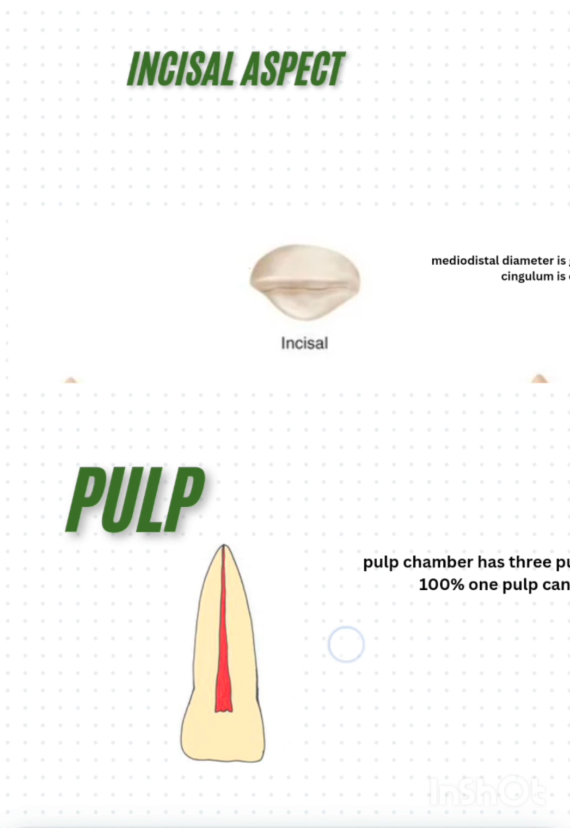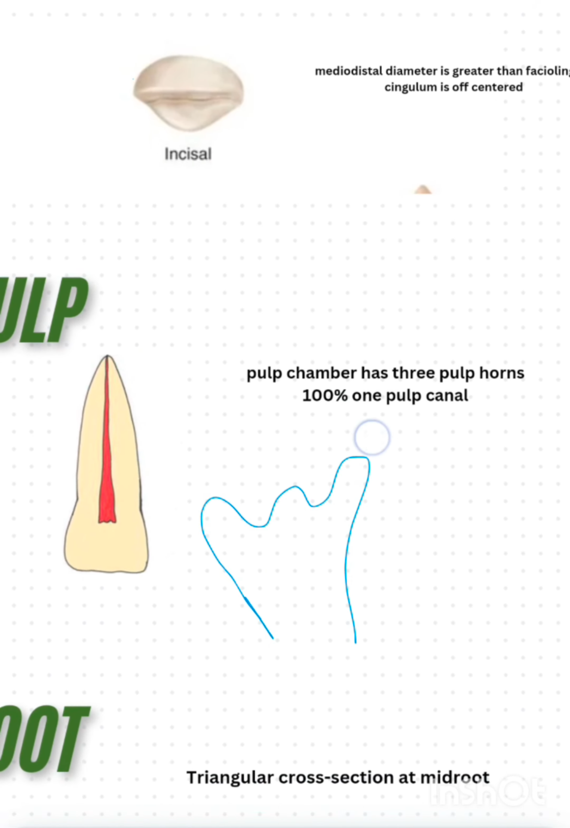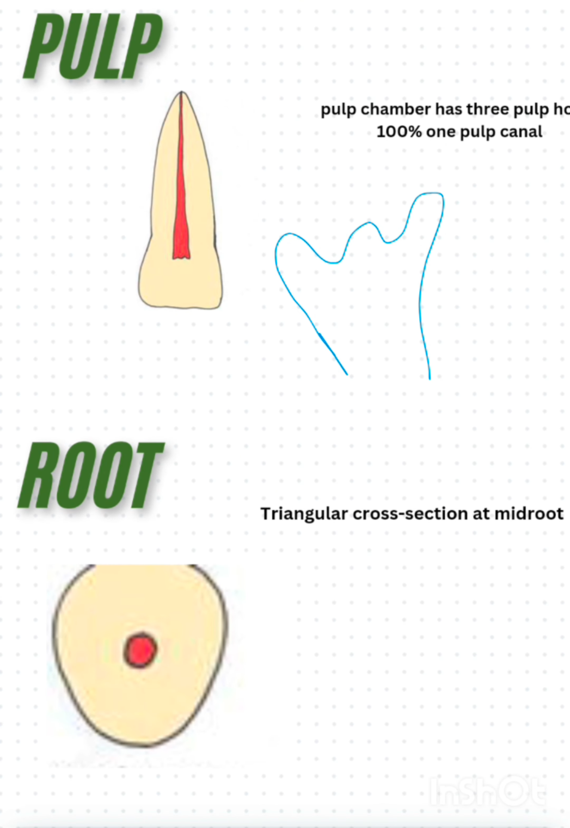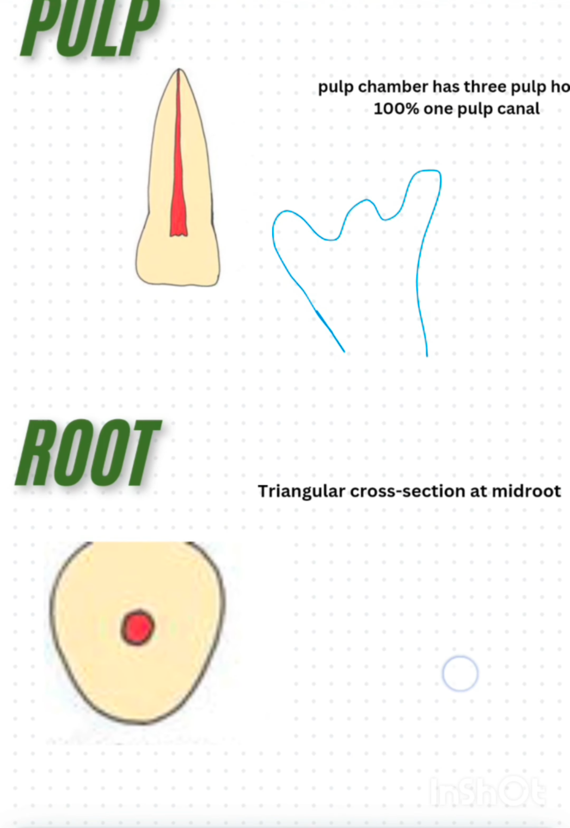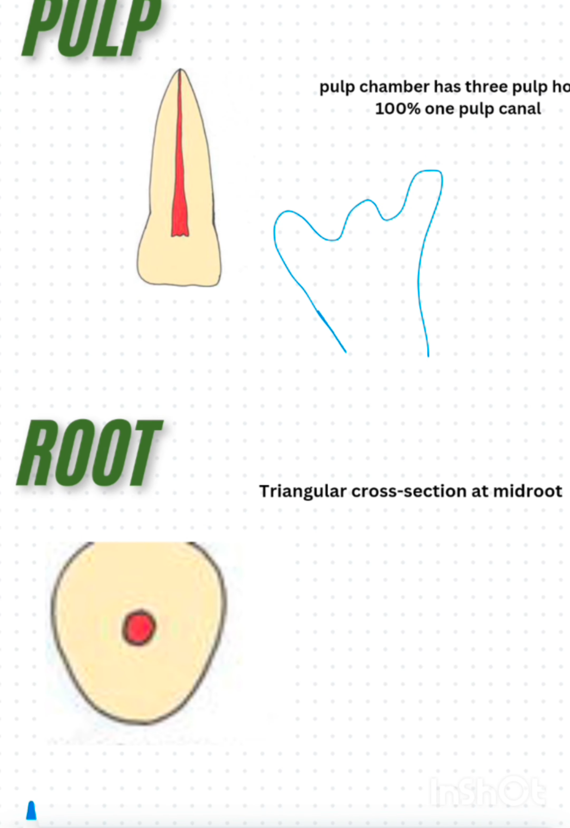Now if we look at the pulp, the tooth has 3 pulp horns. Okay. And only 1 pulp canal. Okay. And the root is triangular in shape.